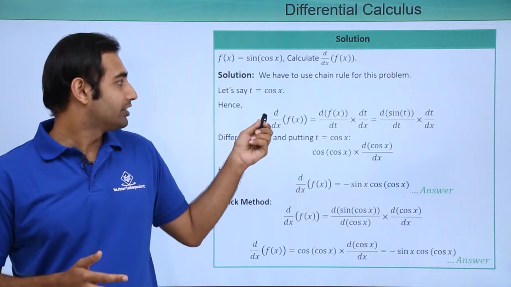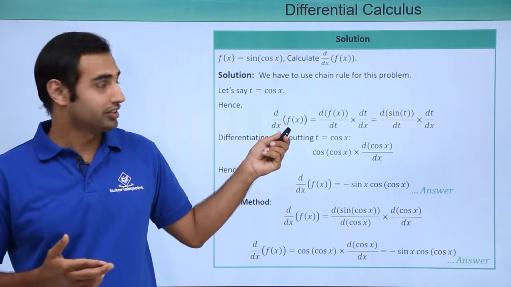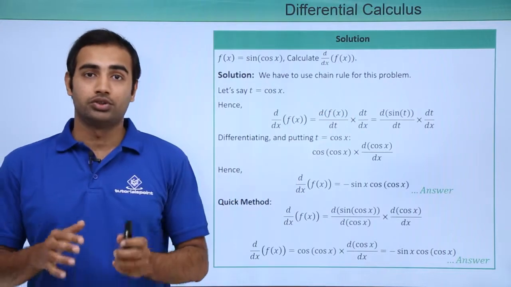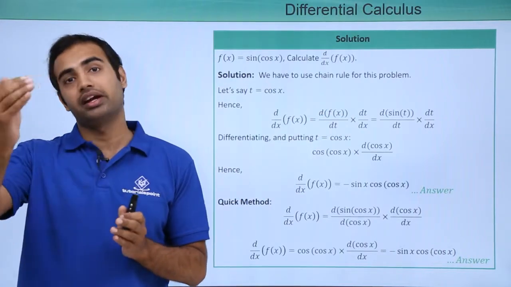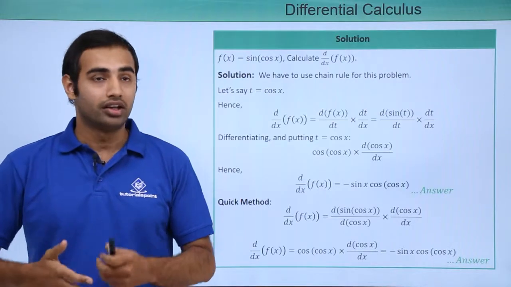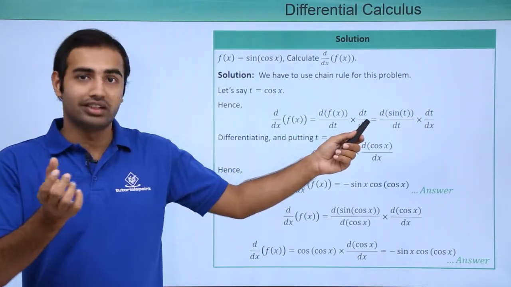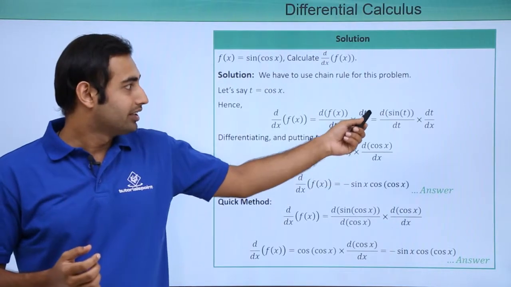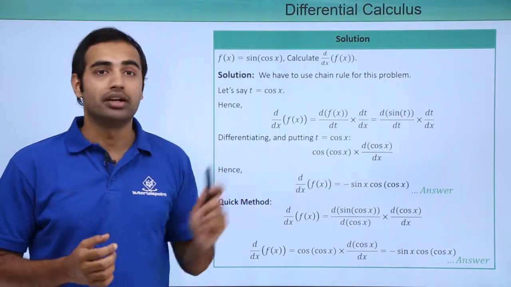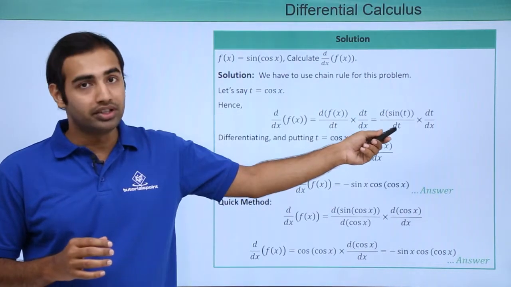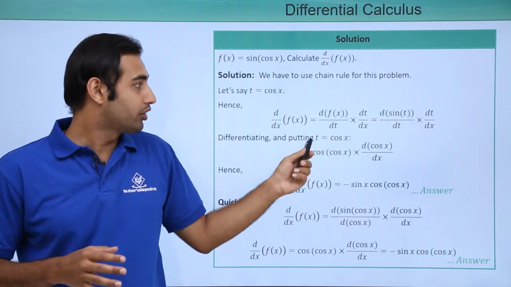So over here I have written this as d by dx of f(x) is equal to nothing but d of f(x) by dt into dt by dx. So you can clearly see I have simply multiplied and divided by dt here. Now I can put the value of f(x) as sine of cos x, but what is cos x? It's simply t. So I can write it as d of sine t by dt into dt by dx. So now I can easily differentiate sine t with respect to t, correct? And the value will come out to be cos t.